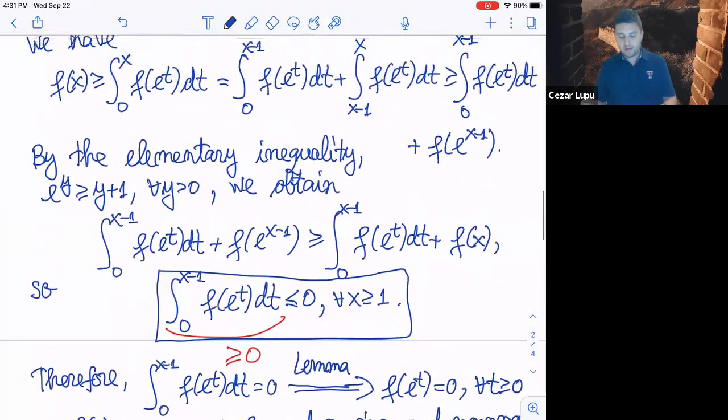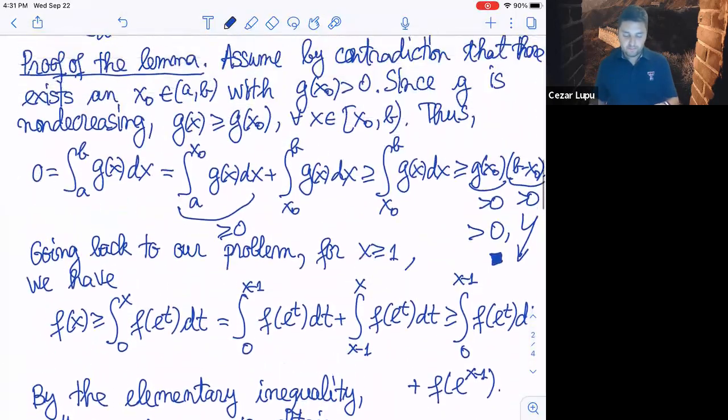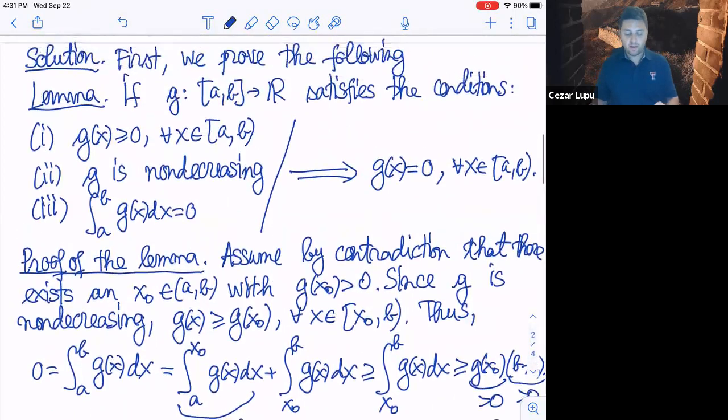So that was pretty neat. Like I said, the main ingredient was this lemma. So that was the life savior actually for this problem. I don't know if this can be proven in a much easier way, but anyway. All right. So that was problem number 27 in my list.